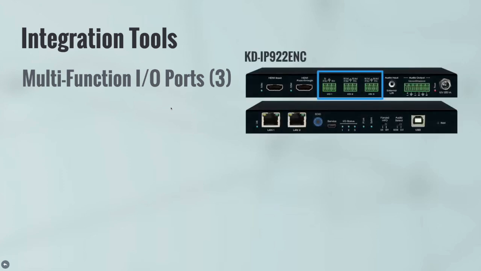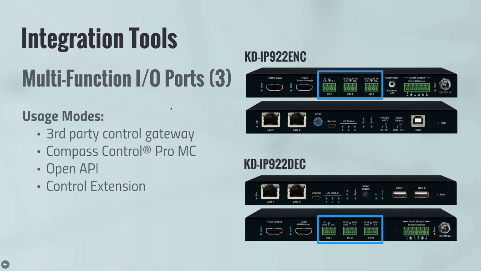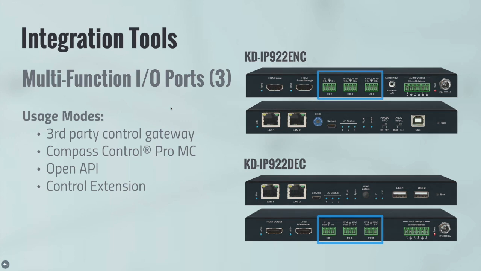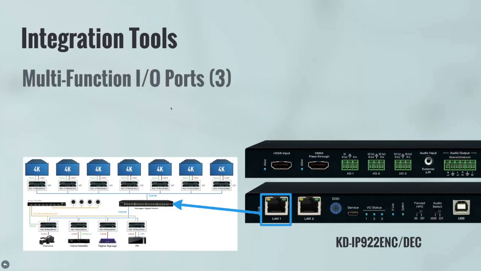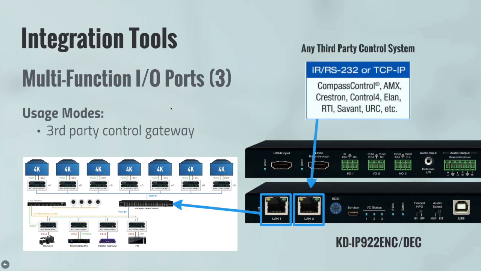Now, each 922 encoder and decoder have 3 multifunction I/O ports. This is where a lot of the value comes into this system, because there are 4 modes of usage for those ports. Now, we initially at Key Digital thought that those ports would be used as a third-party control gateway. What is a third-party control gateway? Third-party control gateway means that we envisioned any third-party control system being able to connect via the network, the LAN port, or even via any of those three I/O ports from your systems into any of those ports.